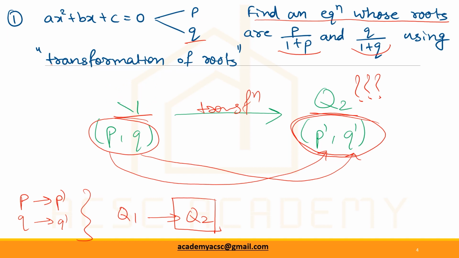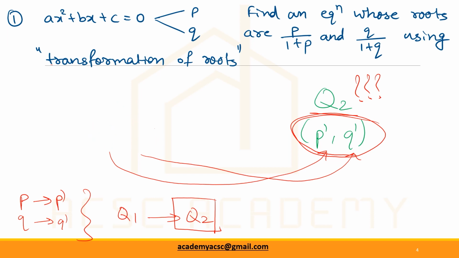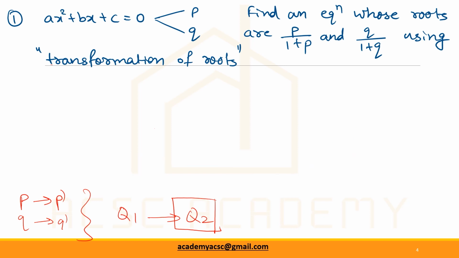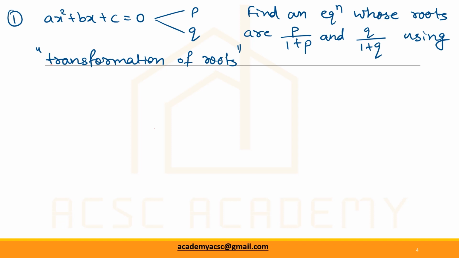Talking about this particular question, we have our initial roots as p and q, and our new roots, which means the roots of q2, which we are in general calling p dash and q dash, have been given to us as p by 1 plus p and q by 1 plus q. So we will convert p into p dash and q into q dash, and as a result we will get a new quadratic. That is what we need to find out. Now let us see how it is done.